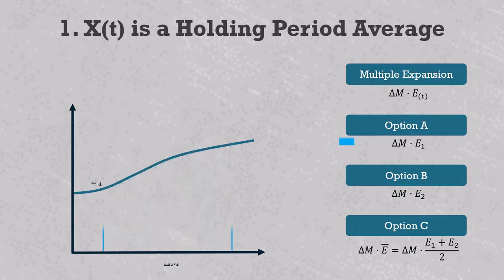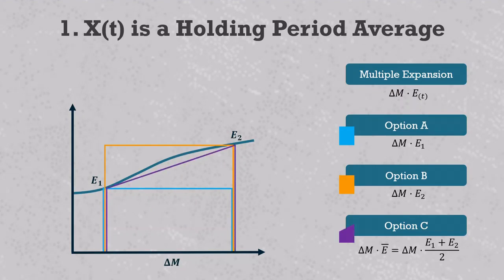Option A is basically the area of a rectangle with delta M on one side and entry EBITDA on the other. Option B is the area of a rectangle with delta M on one side and exit EBITDA on the other. The formula for option C is the area of a trapezoid whose base is delta M and whose sides are E1 and E2. A trapezoid will always fit a curve better than a rectangle.